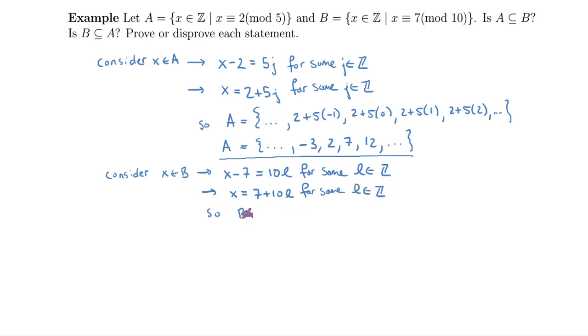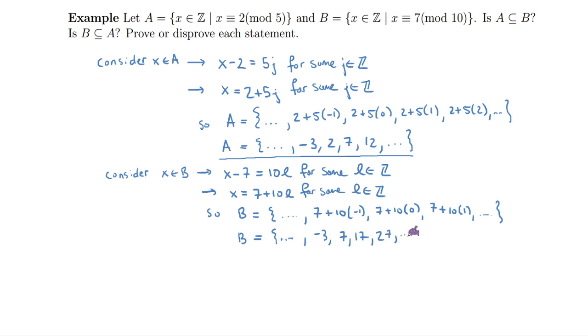Okay, so then B will be pretty similar, right? So we're going to have these elements. We'll have 7 plus 10 times negative 1, 7 plus 10 times 0, 7 plus 10 times 1, and 2, and so on, right? So B will have 7 minus 10, so minus 3. Okay, and then we'll have 7 plus 0, right? So this is kind of like your starting value. So here we subtracted 10, now we're going to add 10. So we'll have 17, 7 plus 10, and so on, 27, whatnot.